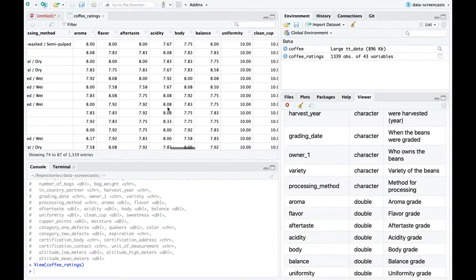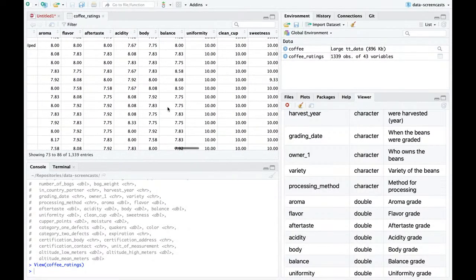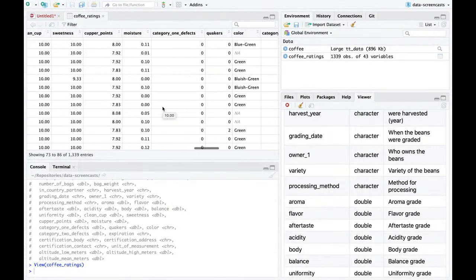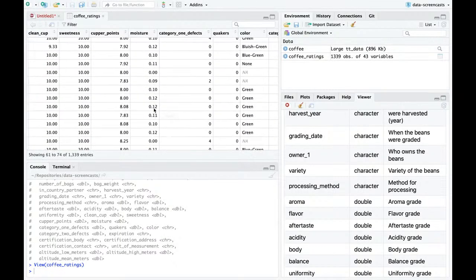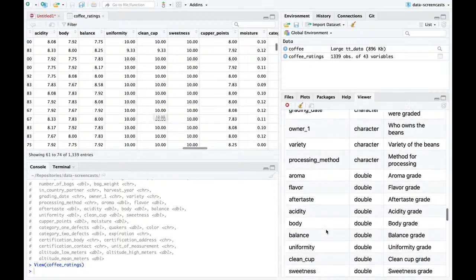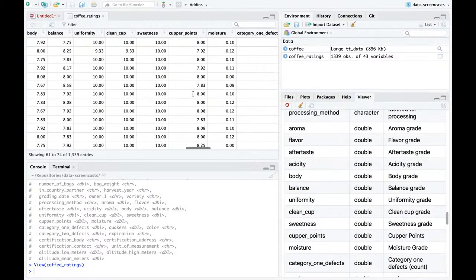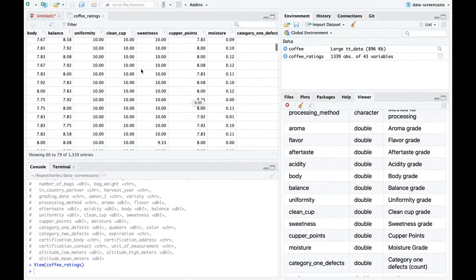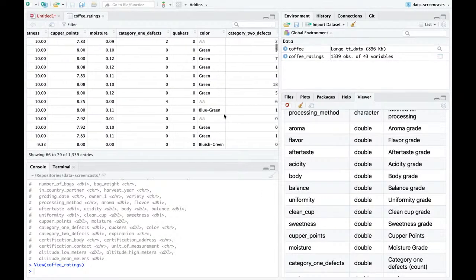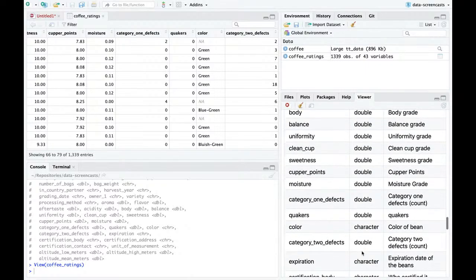Here's probably the focus we're going to be looking at: everything from aroma through moisture. It looks like different metrics, mostly between 0 and 10. Let's check moisture. Moisture grade, sorry, I meant to say 0 and 10. Is the cup clean? Sure, that's a good expression. Moisture, category 1, category 1 defects. Ooh, sounds dramatic. I don't know what Quakers means.